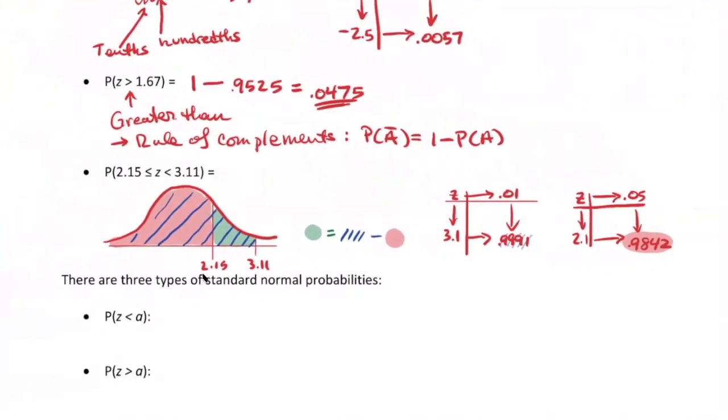So take the big number always, 0.9991 minus the small number, 0.9842. You always do big minus small when you subtract probabilities because you don't want a negative probability. That is not something we ever understand or talk about. All right, so has anybody got that? 0.0149, thank you so much, Wendy.